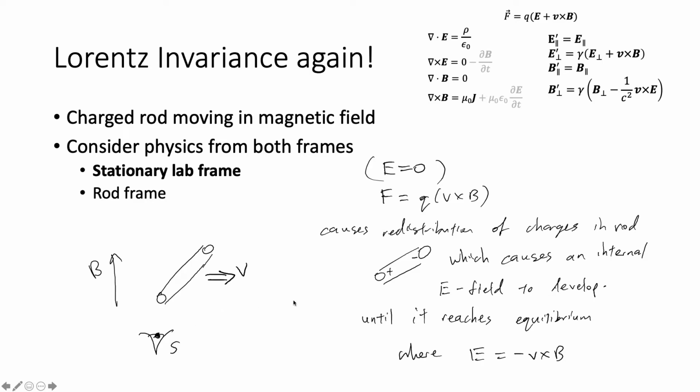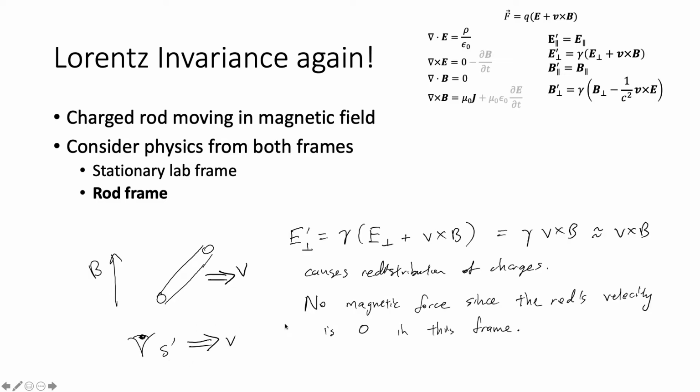Now what happens when we Lorentz boost to a frame moving with the rod? In that case, the velocity of the rod is 0. So it seems like since the rod is not moving in a magnetic field, there's no Lorentz magnetic force, right? Indeed, that is the case. However, accounting for the fact that once you Lorentz boost into a new frame, the electric fields Lorentz transform as well, and you see that the perpendicular electric field becomes v cross B.